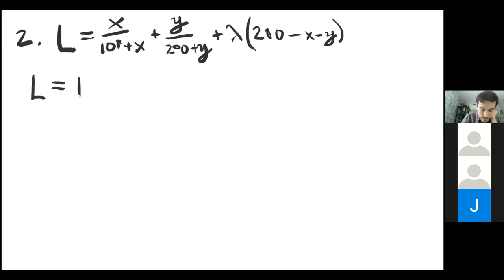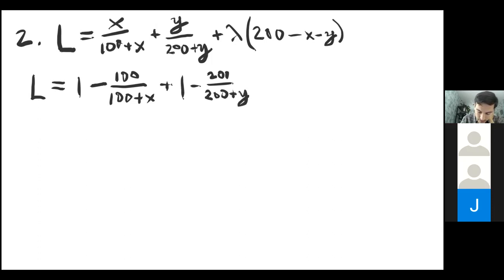1 minus 100 over 100 plus x. Won't that be easier? I want x to only appear once rather than twice, and this is a way to do that. And then this will be 1 minus, oops, that's a 200 over. I'm not using any calculus or anything. This is just simplifying algebra.